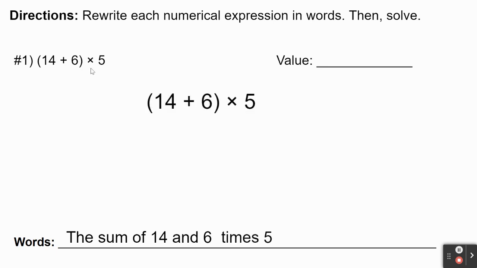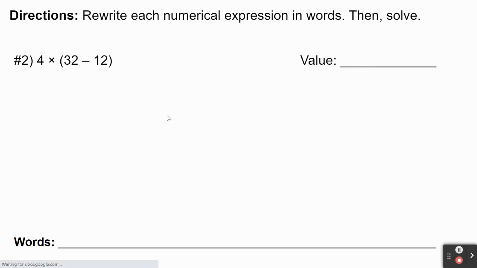Let's go ahead and solve this. We're going to do what's inside the grouping symbols first. 14 plus 6 is 20, and now we can multiply that answer times 5. 20 times 5 is 100, so the value or answer is 100. Now let's try number 2.